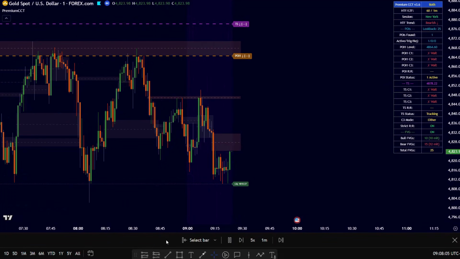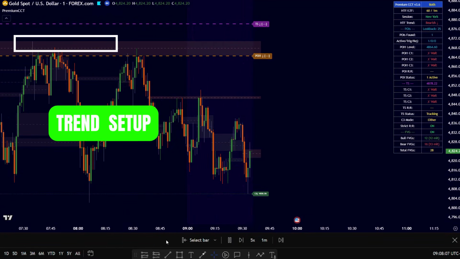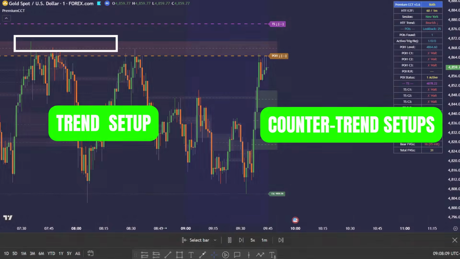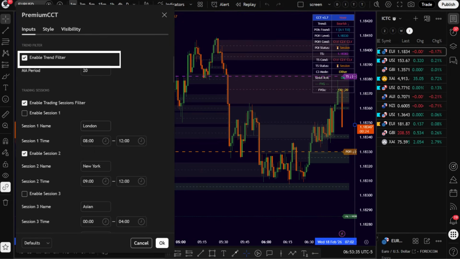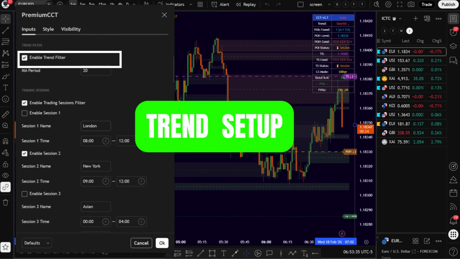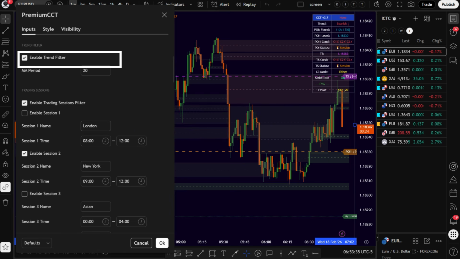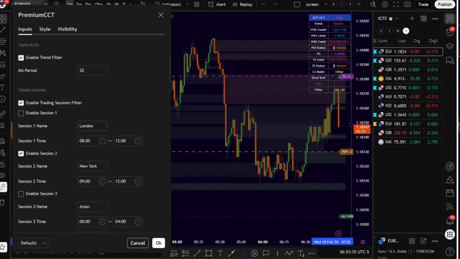With the trend filter turned off, you can trade both with trend and counter-trend setups. But counter-trend setups need tighter stops because they're trading against the overall flow. Use strict risk-reward mode with a higher minimum, like 3-to-1, for counter-trend trades. With the trend filter turned on, you only get with trend setups. These are more reliable with better follow-through. You can use slightly looser stops and accept lower risk-reward ratios.